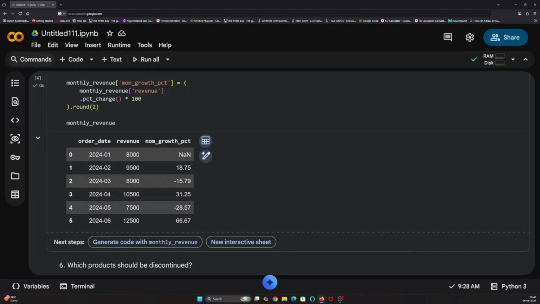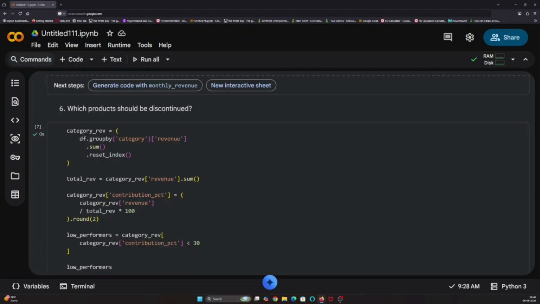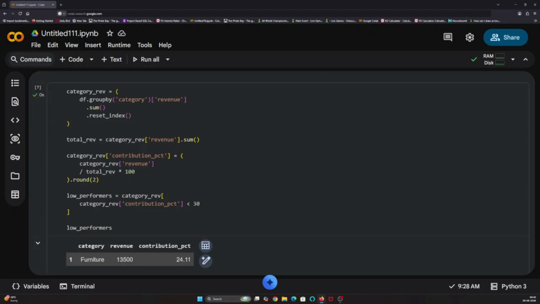Moving on to the next problem statement, which products should we stop investing in? Every company has products that underperform. So management will be asking which products contribute very little revenue. And here is how we solve this. We are calculating revenue contribution percentages, then identifying low contributing categories. So how will we interpret this output? We can see the furniture is having the lowest contribution. How the business will interpret this? These products might receive less marketing, be redesigned, be removed entirely. This is often called portfolio optimization. The goal is to focus resources where they create the most value.